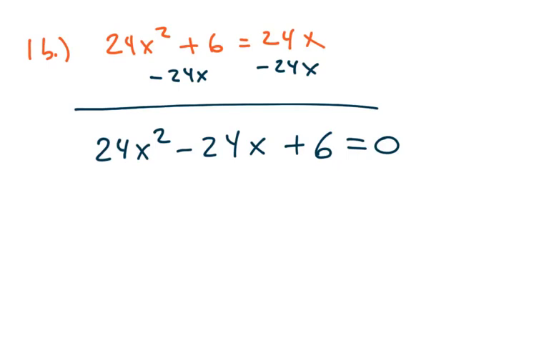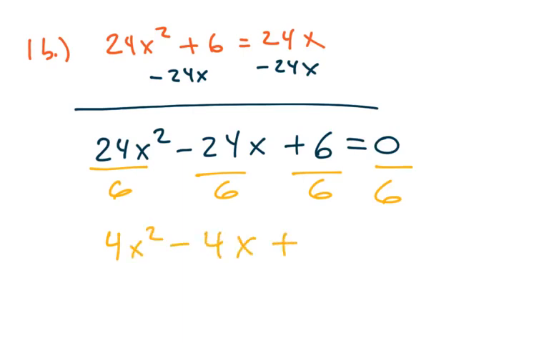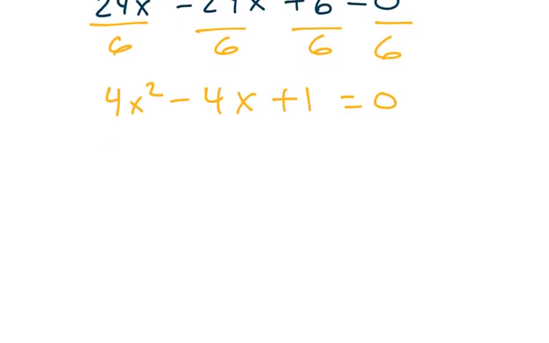From here, before I start trying to factor, I don't really want to just immediately jump in because I've got 24 here, 24 here, and 6 here. Especially with the 24, those are pretty big numbers. So instead of just brute force trying to factor it, I'm going to take everything and divide by, not 24, 6. I'm going to divide through by 6 because I can. And so that's going to give me 4x squared minus 4x plus 1. And this is a lot easier to work with.